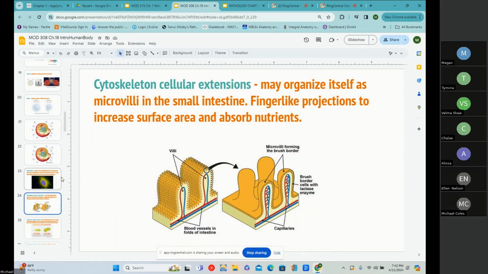All right. Some cells have extensions on the outside that feel around and absorb different nutrients. Like in your large intestine, you're going to have these microvilli that absorb fat. They're going to reabsorb water to pull it into the system, into the bloodstream. So these individual skin cells might have these little cellular extensions on the end of them as well.